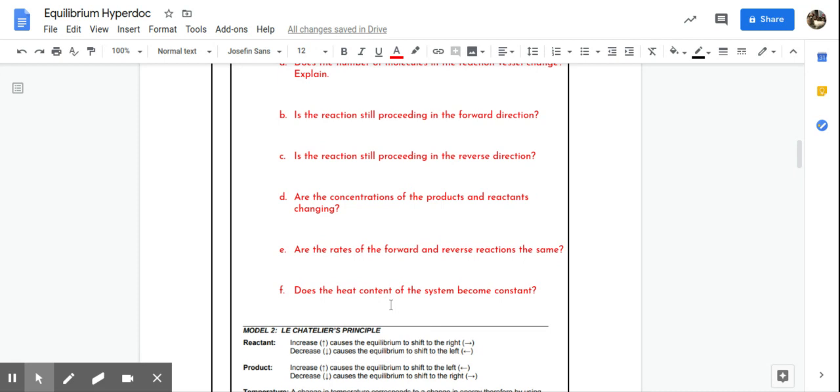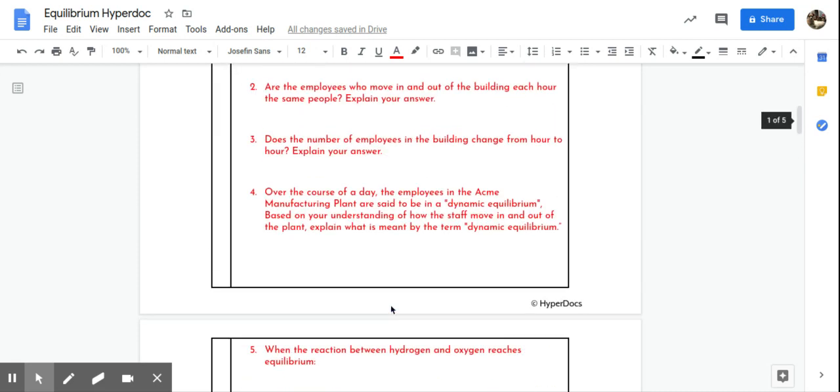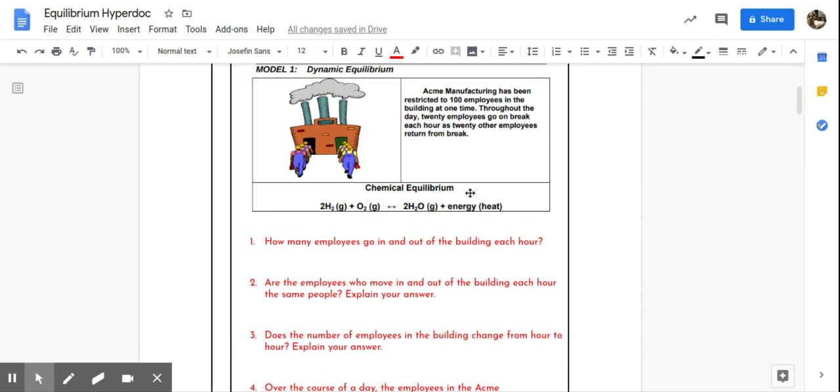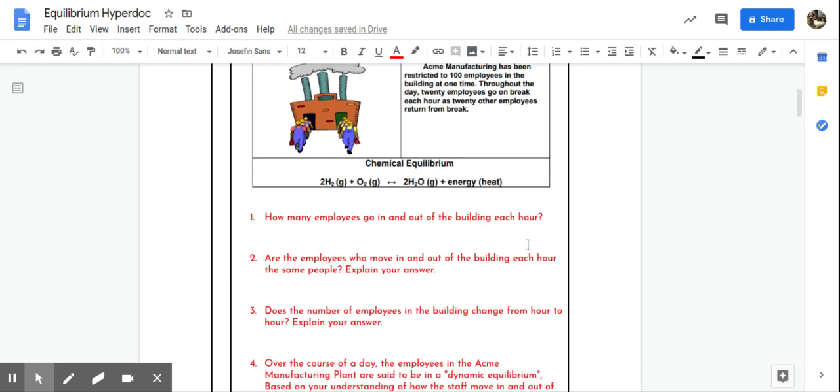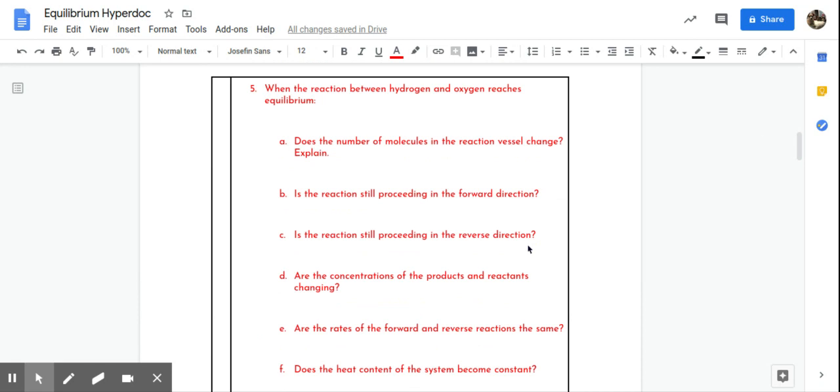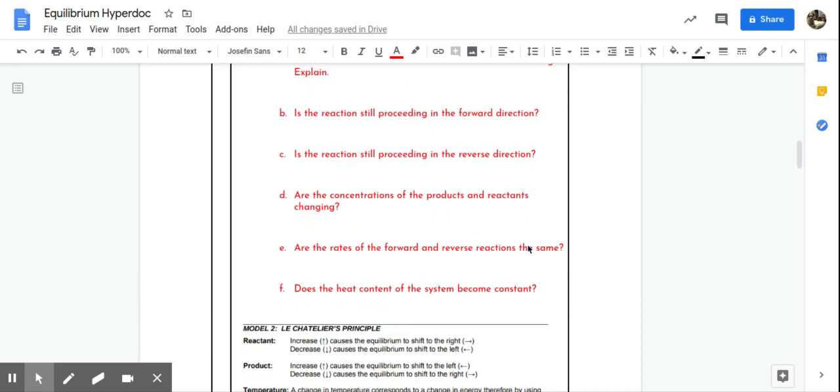Does the heat content of the system become constant? What you might have noticed is that up here we had heat or energy, you can think of it as temperature as well, as a product. And so when it asks about the heat content, it's basically asking the same question that we had about the concentration. If the concentration is staying the same, that's the amount. So the amount of H2, the amount of O2, and the amount of H2O is the same. That means the amount of energy or heat is the same. So they're all constant at equilibrium. So the answer to F would be yes.